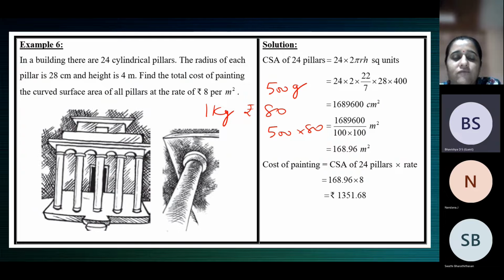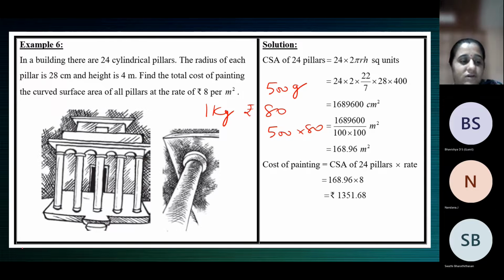What will you do? 500 grams, you'll have to convert that to kilograms. 500 grams is nothing but half a kilogram. So 1 kilogram is 80 rupees, and half a kilogram will be half into 80, which is 40 rupees. So you'll have to convert grams to kilograms. Like that, you'll have to convert centimeter square to meter square here to apply 8 rupees.